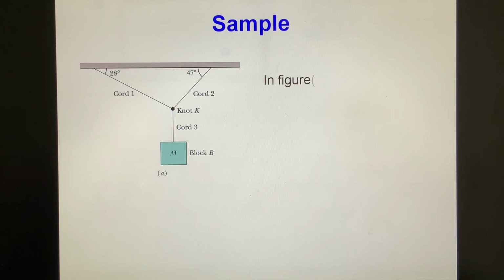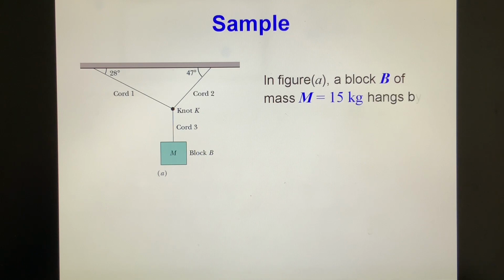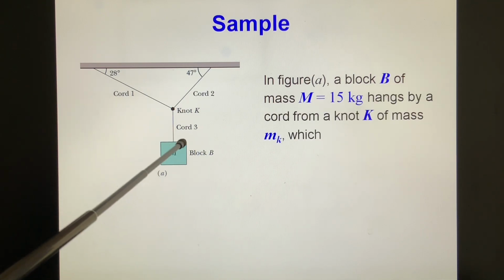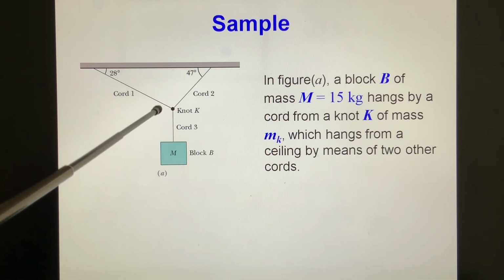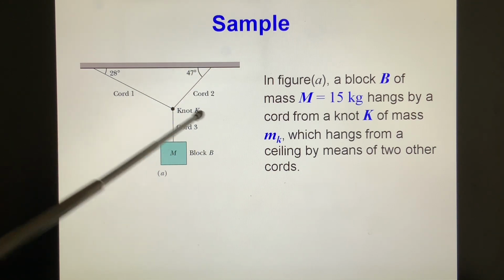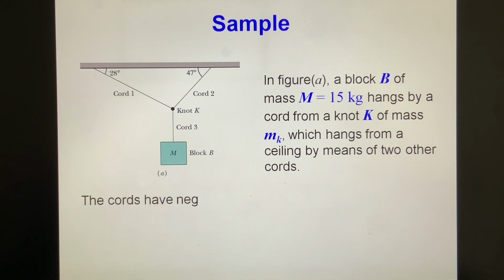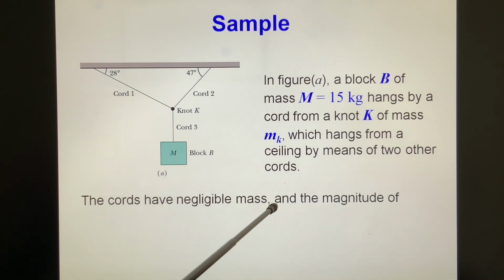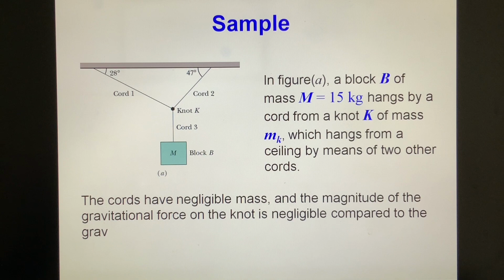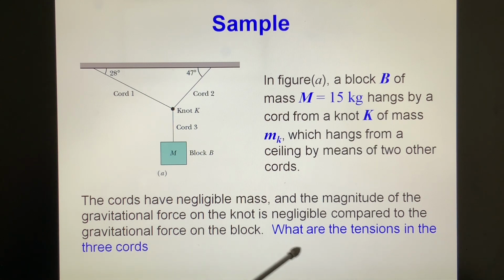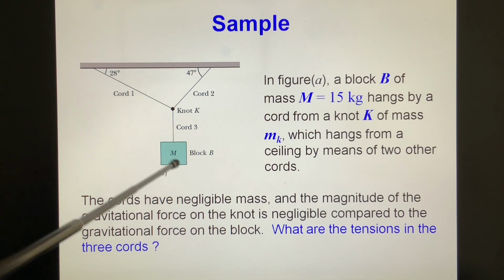Sample problem. In figure A, a block B of mass 15 kilograms hangs by a cord from a knot K of mass mk, which hangs from the ceiling by means of two other cords. The cords have negligible mass, and the gravitational force on the knot is negligible compared to the gravitational force on the block. What are the tensions in the three cords?